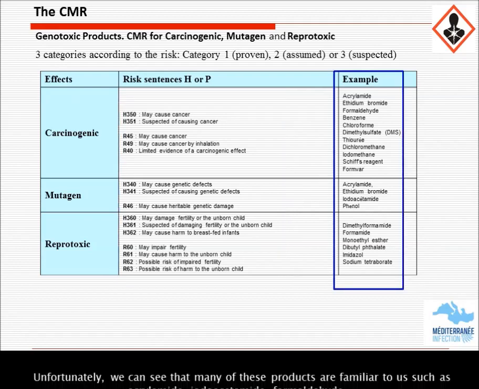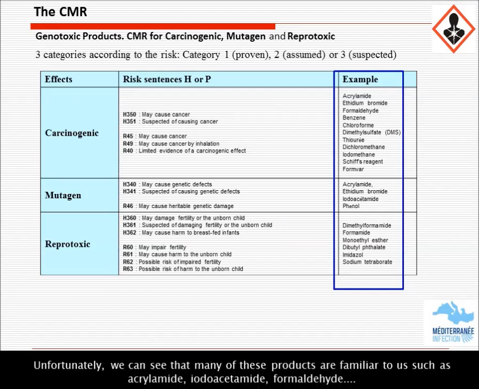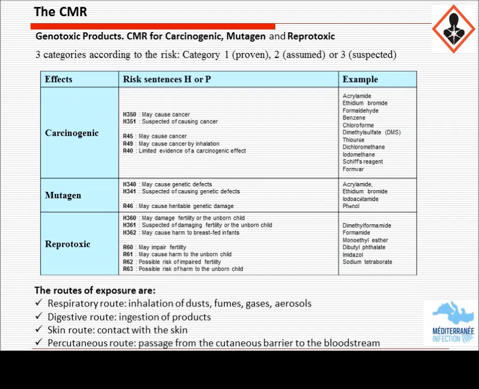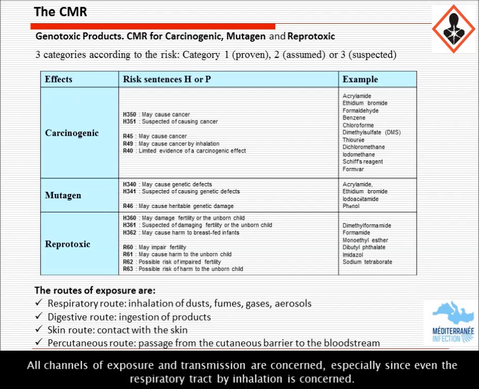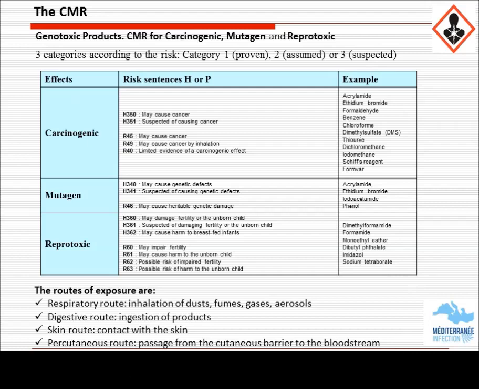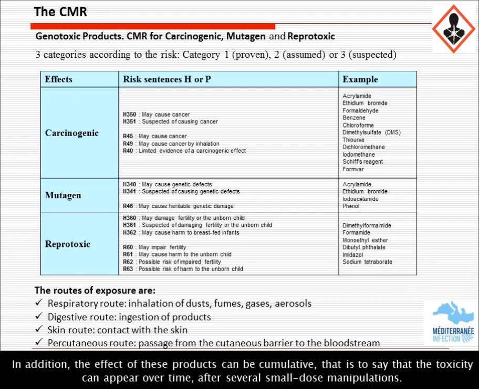Unfortunately, we can see that many of these products are familiar to us, such as acrylamide, iodoacetamide, formaldehyde. All channels of exposure and transmission are concerned, especially since even the respiratory tract by inhalation is concerned. In addition, the effect of these products can be cumulative, that is to say that the toxicity can appear over time, after several small dose manipulations.